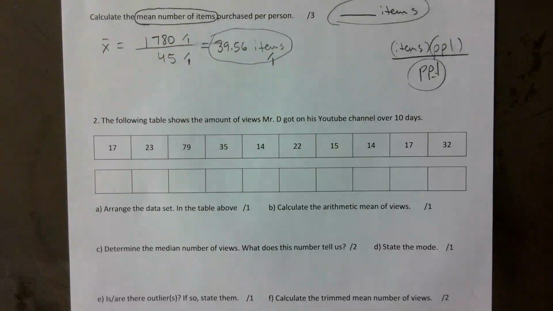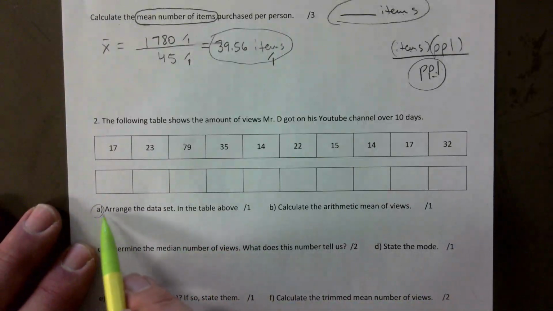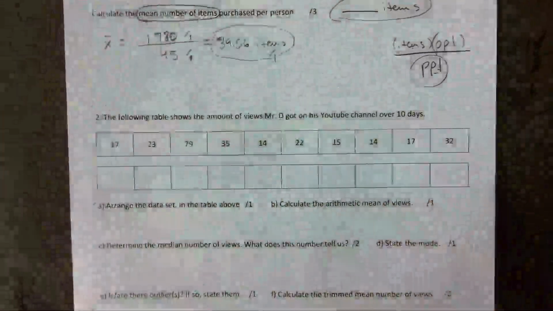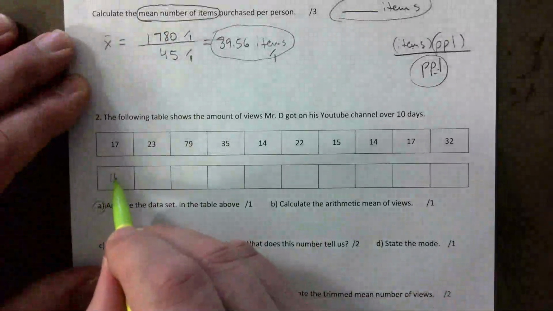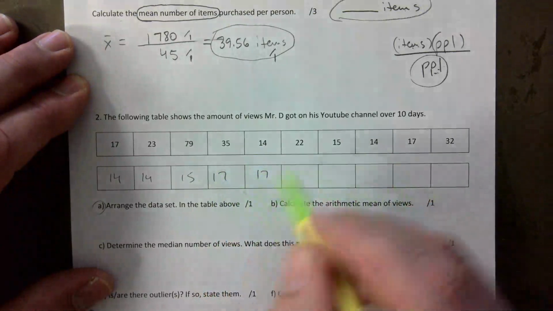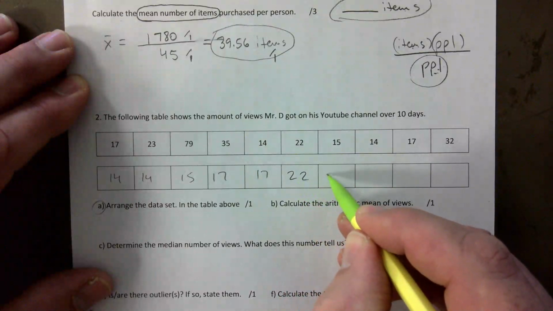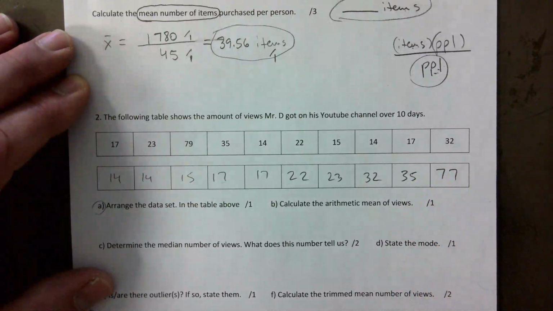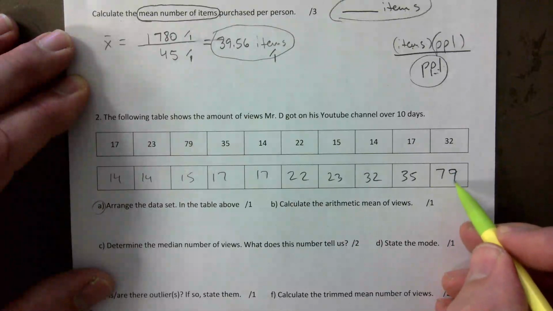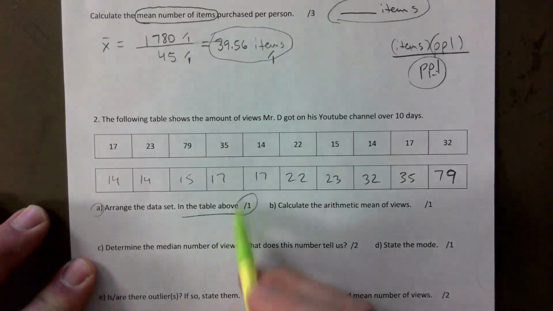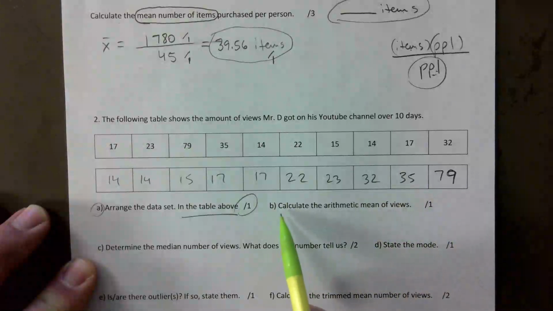Okay. Next, the following table shows the amount of views Mr. D got on his YouTube channel over 10 days. A, arrange the data in the table. I just made these numbers up, by the way. I don't know what they are right now. So you do 14, 14, 15, and I strongly recommend you cross them off as you take them down. 79, right? Sorry. There. So if you got that, you get the mark for that one. So you get a mark for having it exactly like that.